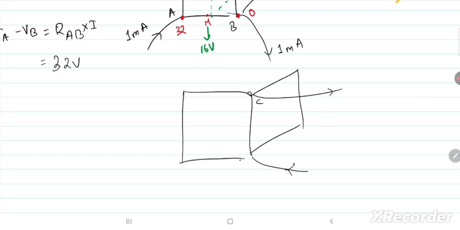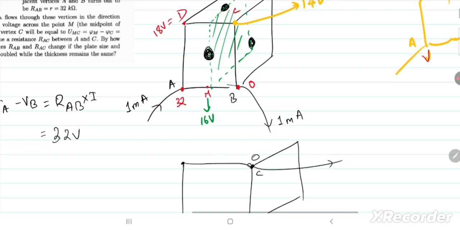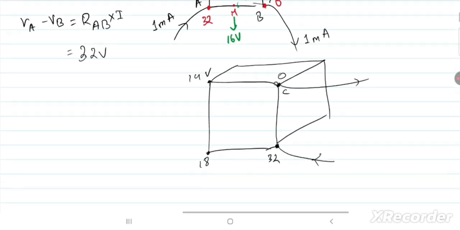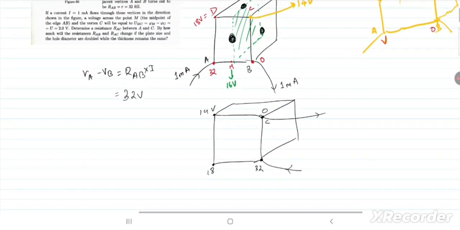Okay. In this case, I am assuming this C to be 0 volt, then what will be the voltage at B? It will be 32 volts. Voltage at A will be 18 volt, and voltage at D will be 14 volts. I'm not exactly completing by drawing all these spheres. Now superposing, what will be the voltage at point B? It will be 32 plus 0.